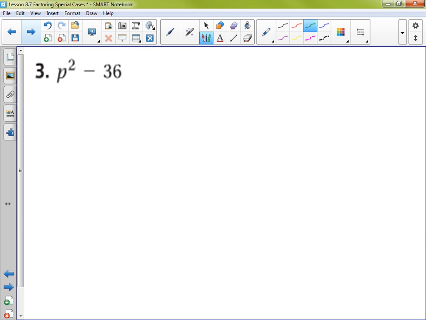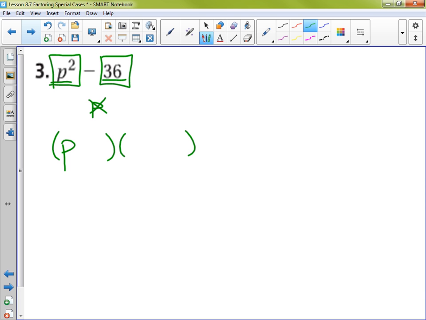Number 3. Now what you notice in this problem is there's no middle term, no p term, and this has to be the difference between two perfect squares. P squared is a perfect square, 36 is a perfect square. So the answer ends up being, take the square root of the first term, the square root of the second term, make one plus and one minus. P plus 6, P minus 6 equals P squared minus 36.